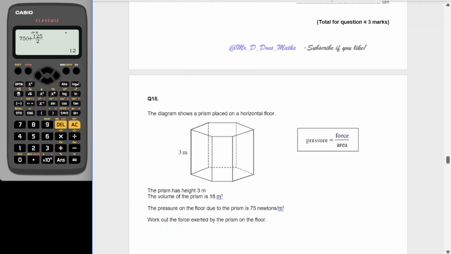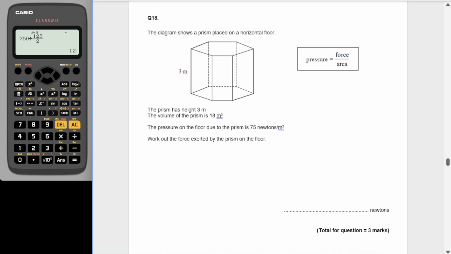Okay, question 18. The diagram shows a prism placed on a horizontal floor. So we've got pressure. The prism has a height of 3 meters. The volume of the prism is 18 meters cubed. The pressure on the floor due to the prism is 75 newtons per meter squared. Work out the force exerted by the prism on the floor. So we need to start by working out the area of the cross section.